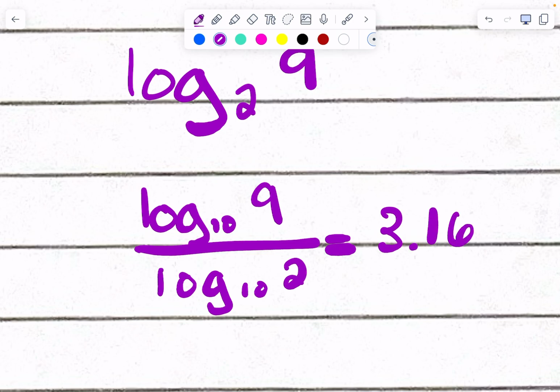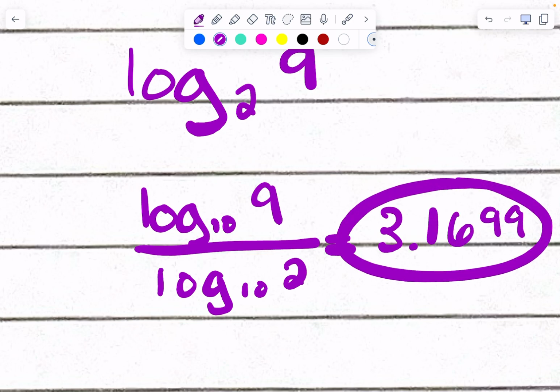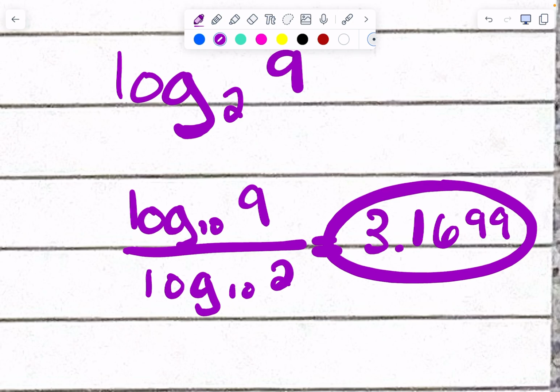3.169925001. They'll usually have you go 4 decimal places. That's pretty close to pi. Now, this is how you convert. You do a fraction. This is what this means. If I take 2 to the little bit over 3 power, it gives me 9, right? What is 2 to the 3rd power? 8. So 2 to the whatever power should give me 9. It's going to be a little bit bigger than 3, right? So that's how I convert it to a base of 10 so that I can plug it in.